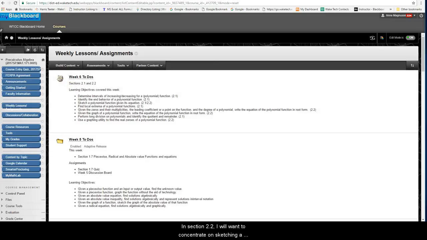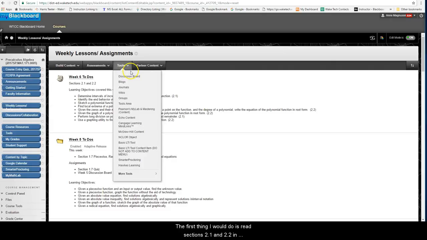In section 2.2, I will want to concentrate on sketching a polynomial from its equation, writing equations of polynomials from given information, writing the equation in something called root form, and using a graphing utility to find zeros. We know that you can't use a graphing utility on the test, but these types of questions are important to get a better understanding of polynomials.